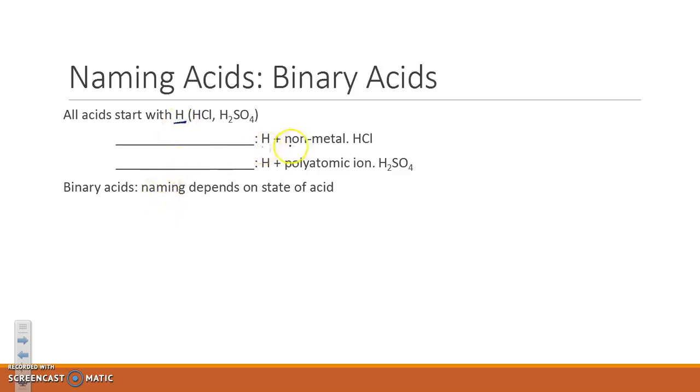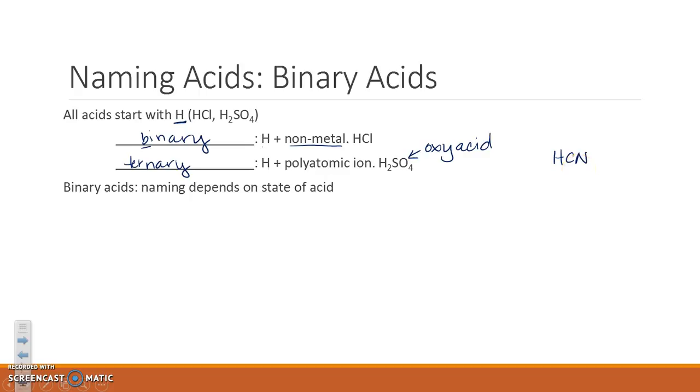If it's hydrogen attached to a nonmetal, such as HCl, we would call that a binary acid. Bi meaning two. If it's hydrogen attached to a polyatomic ion, such as H2SO4, we would call that a ternary acid. Or if it has oxygen in it, you can call it an oxyacid. If it was something like HCN, that would be a ternary acid because there is no oxygen in it.